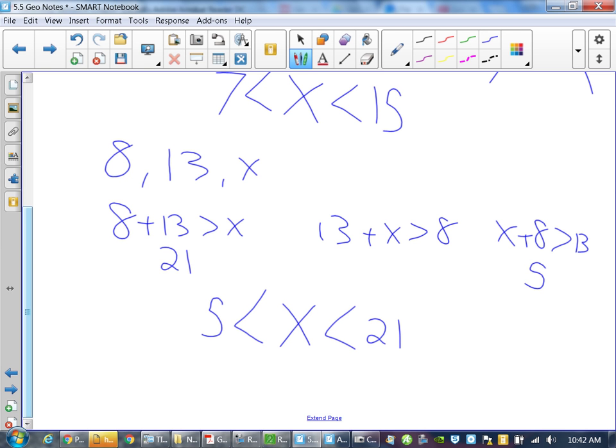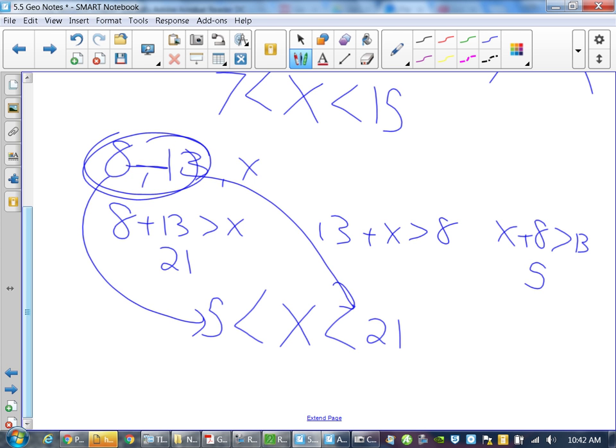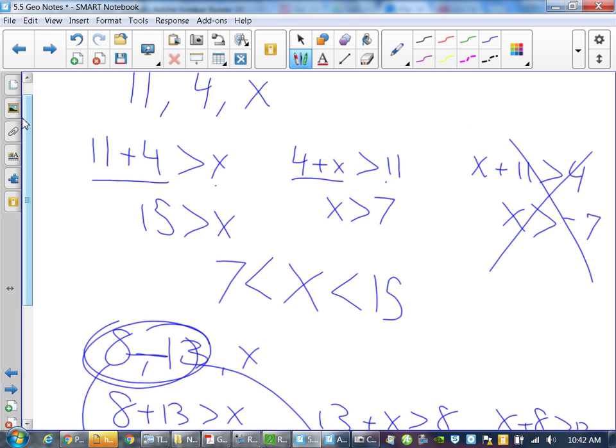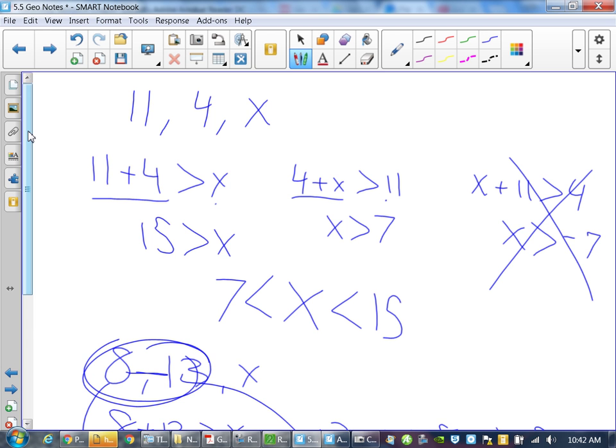You see what I'm doing? I'm adding them and I'm subtracting. I add them and it goes here. I subtract them and it goes here. 11 and 4: I add them, it goes here. I subtract them, it goes here. That's all you do. You add them, you subtract them, and it works every time. It's a nice shortcut.